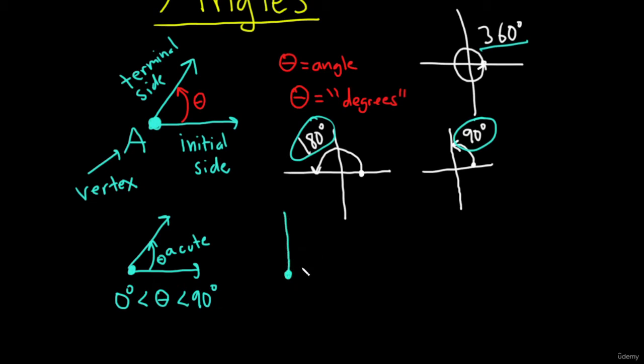If we have an angle that looks like this, well, based on our previous pictures, this one is a 90 degree angle. This one is special. So when theta is equal to 90 degrees, this one's called a right angle. You might have heard of right triangles. Those are studied a lot in trigonometry, and those are triangles that have a right angle.